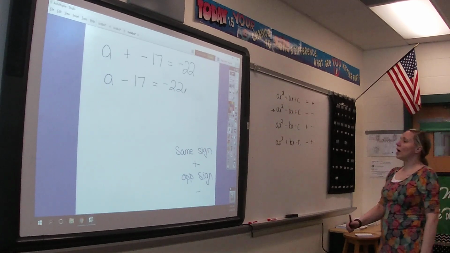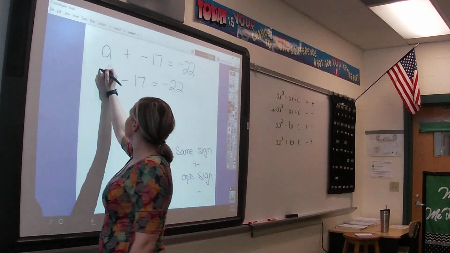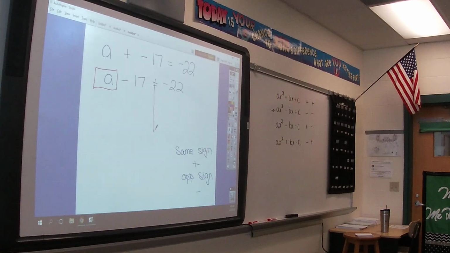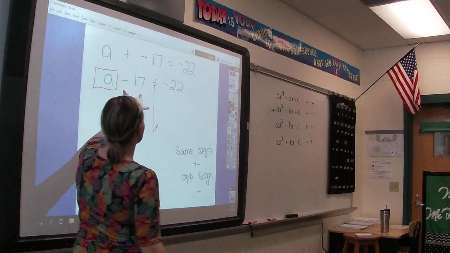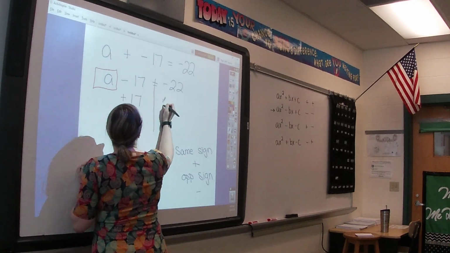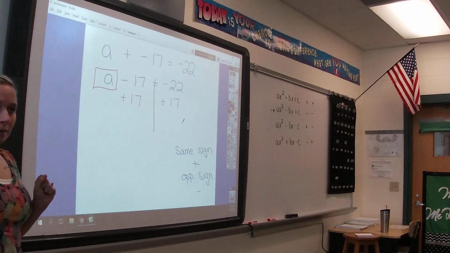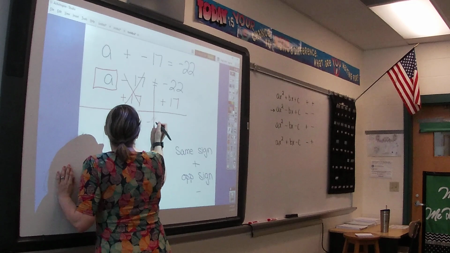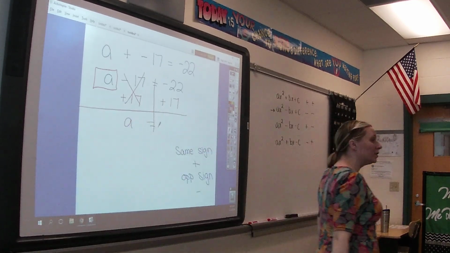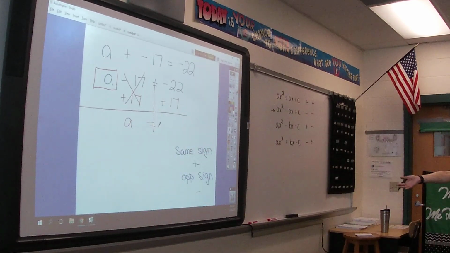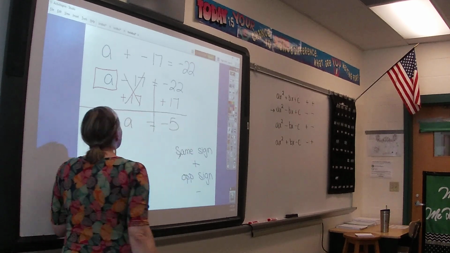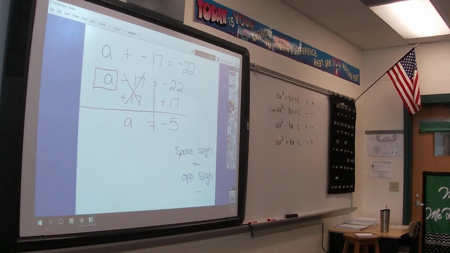So what's our variable up here? A. What number's over here with it? How do we undo subtracting 17? I'm going to do that on each side. I'm going to tell you right now, if you don't trust yourself with negatives, don't trust yourselves with negatives and put that in your calculator. Put in -22 plus 17, which gives us -5. Okay?